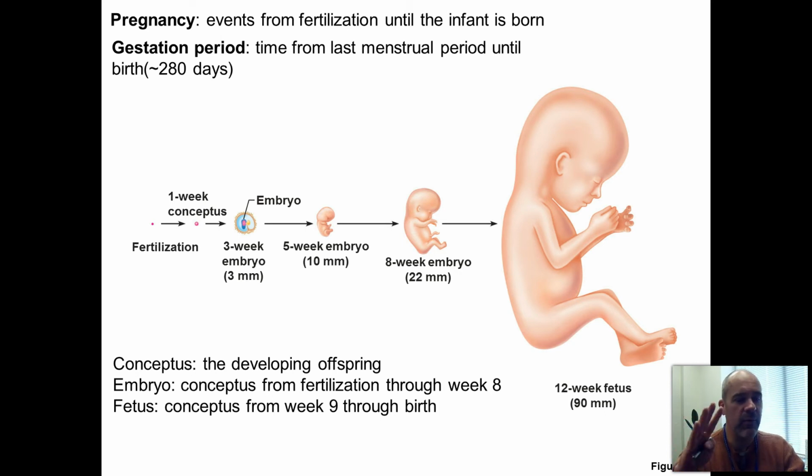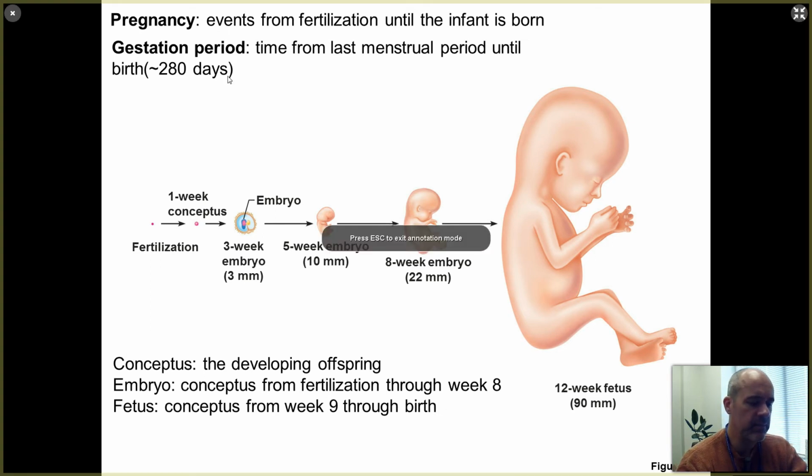If a woman says, I'm 1 month pregnant, I'm 4 weeks pregnant, in reality, fertilization happened 2 weeks ago. Or if you're 8 weeks pregnant, fertilization actually occurred just 6 weeks ago. So you have to keep some of those timing things in mind.